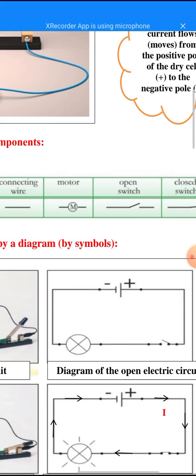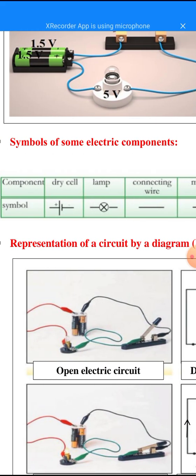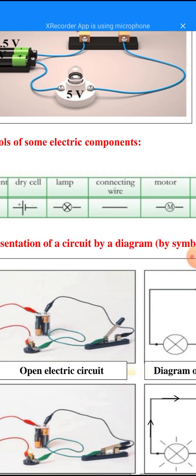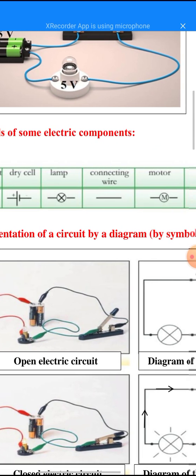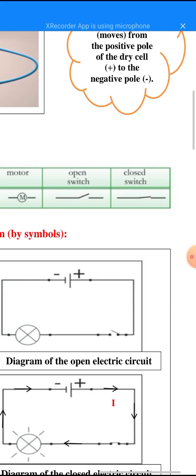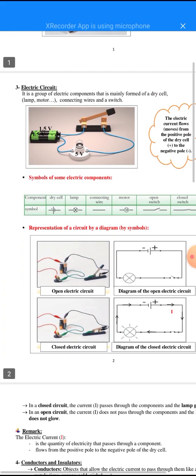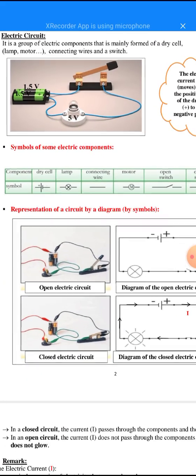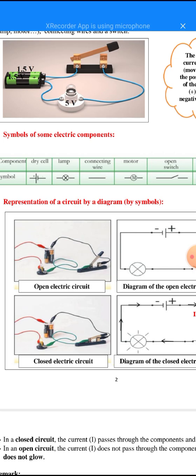So we have to study how to draw the symbols of these electric components. There are 6 symbols: the dry cell, lamp, connecting wire, motor, open switch, and closed switch. Now, a representation of a circuit by a diagram. Representation means drawing. A diagram means by using the symbols.